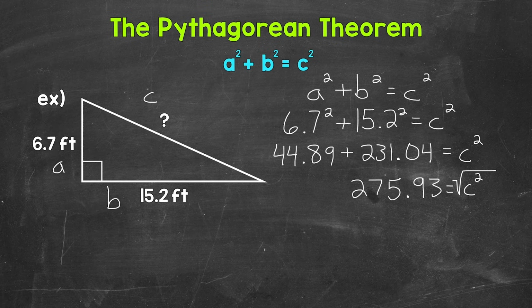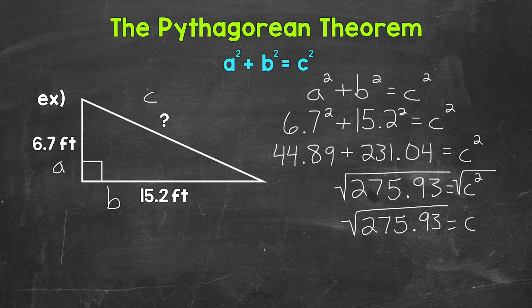Whatever we do to one side of the equation, we must do to the other. So we need the square root of 275 and 93 hundredths as well. C is now isolated, so we have C equals the square root of 275 and 93 hundredths. That is not a perfect square, so we don't end up with a whole number answer.